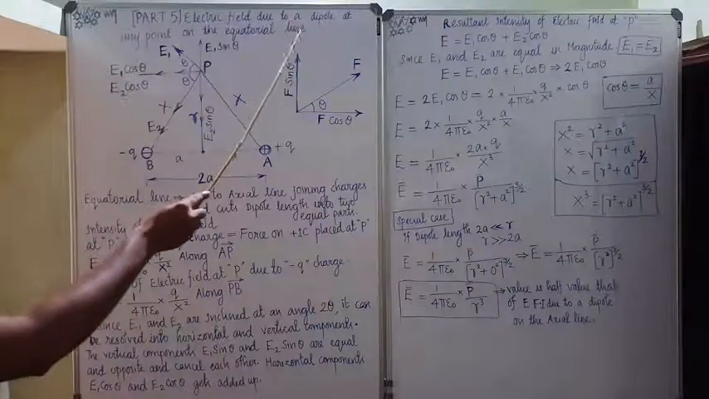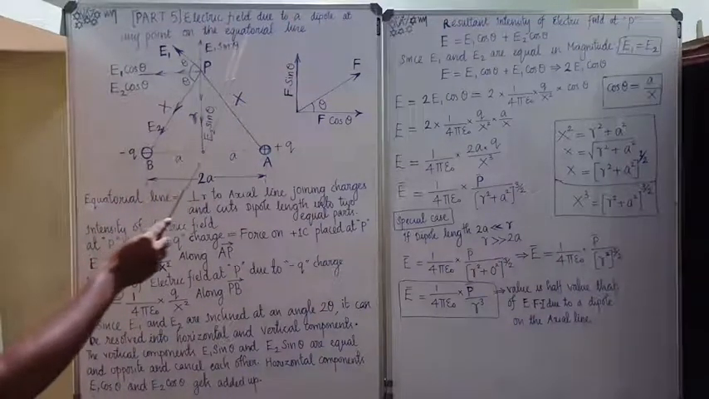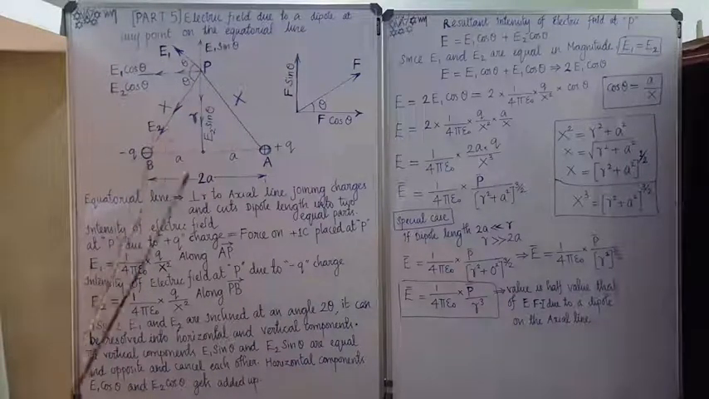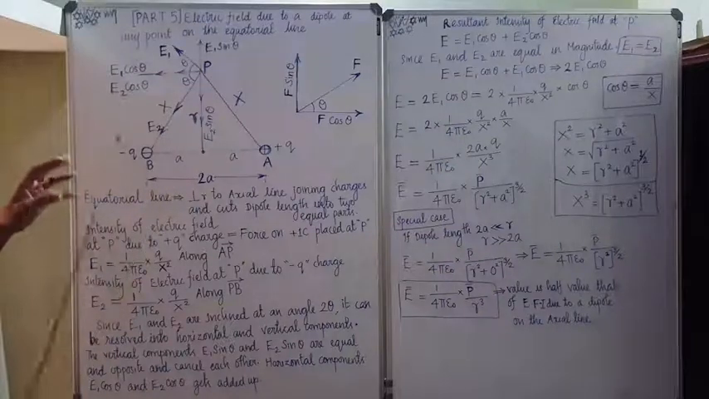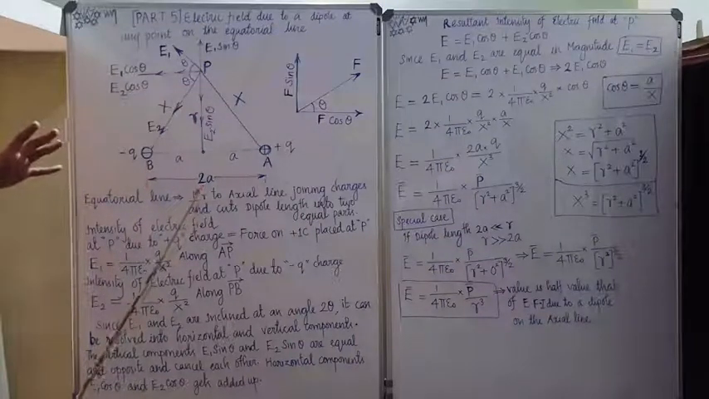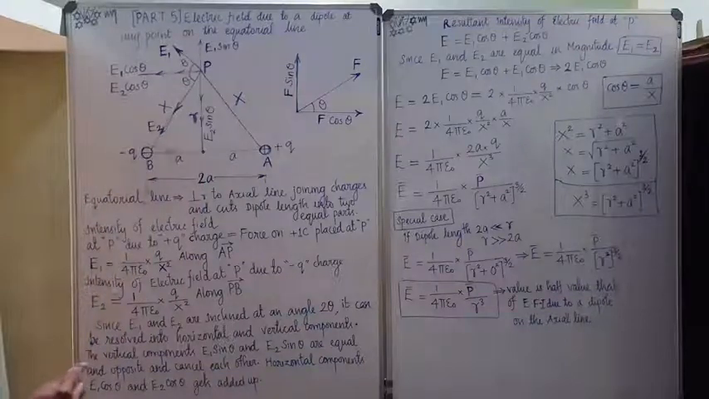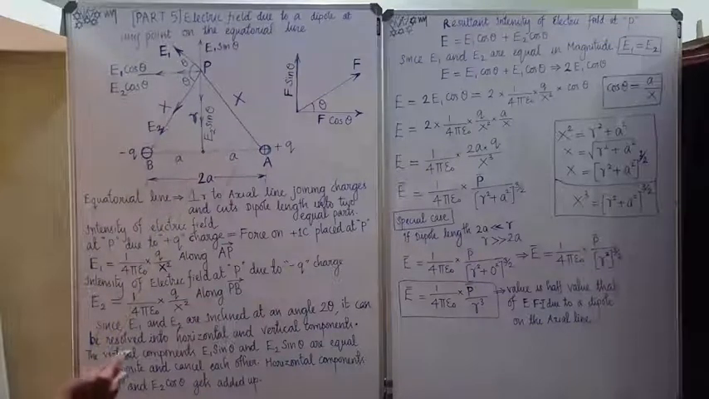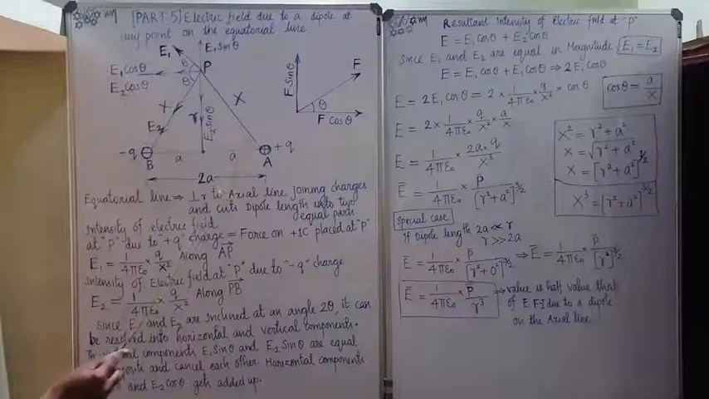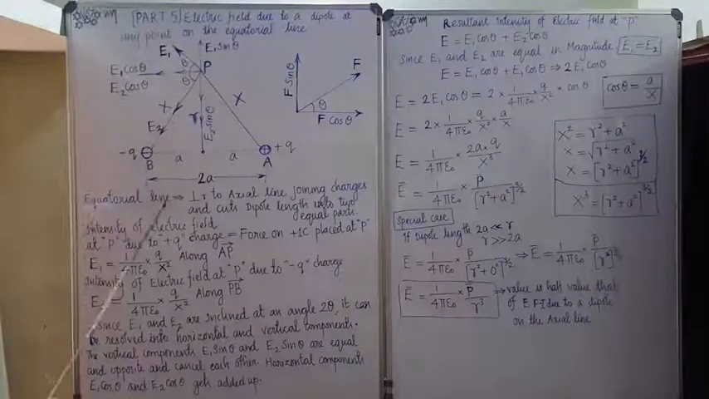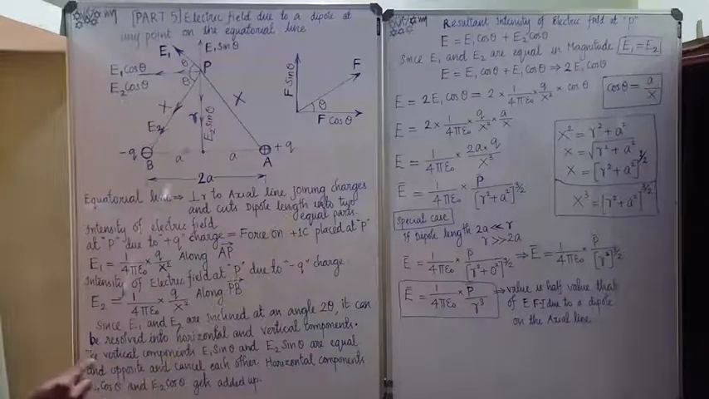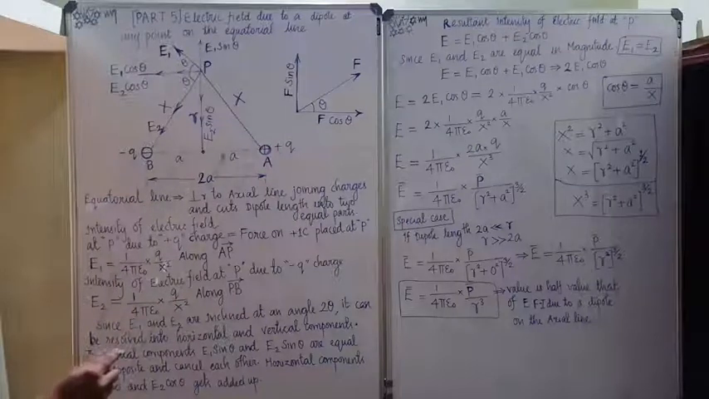The electric field intensity due to a dipole. This is the dipole. The electric field intensity is to be found at any point on the equatorial line. What is the equatorial line? On Earth, there is an equator, that means a middle line. So this dipole has a middle part, and the line which passes through that middle part, perpendicular to the axis of the dipole, is the equatorial line. It is perpendicular to the axial line joining the charges and cuts the dipole length into two equal parts. That is, 2a is divided into two parts.